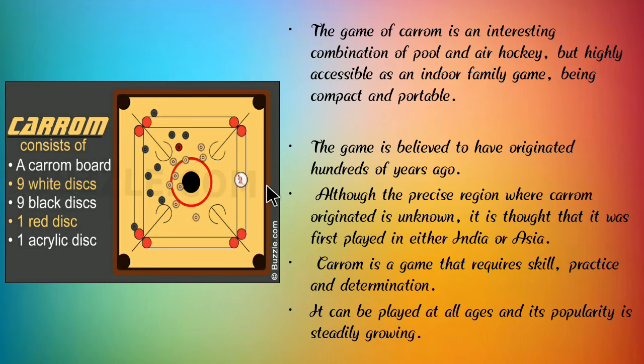Here we can see a photograph of a carrom board, with 9 white pieces, 9 black pieces, one red piece, and one acrylic striker. So in carrom we can see various types of pieces.